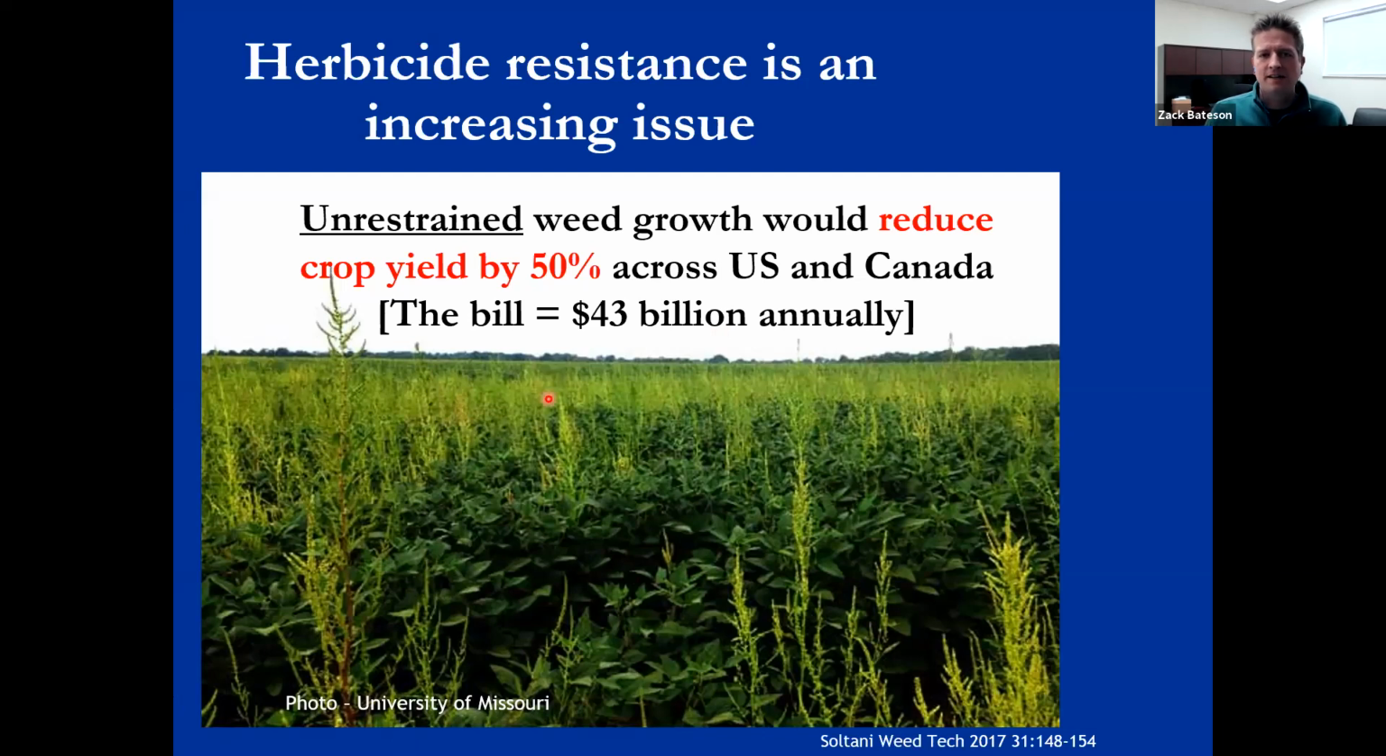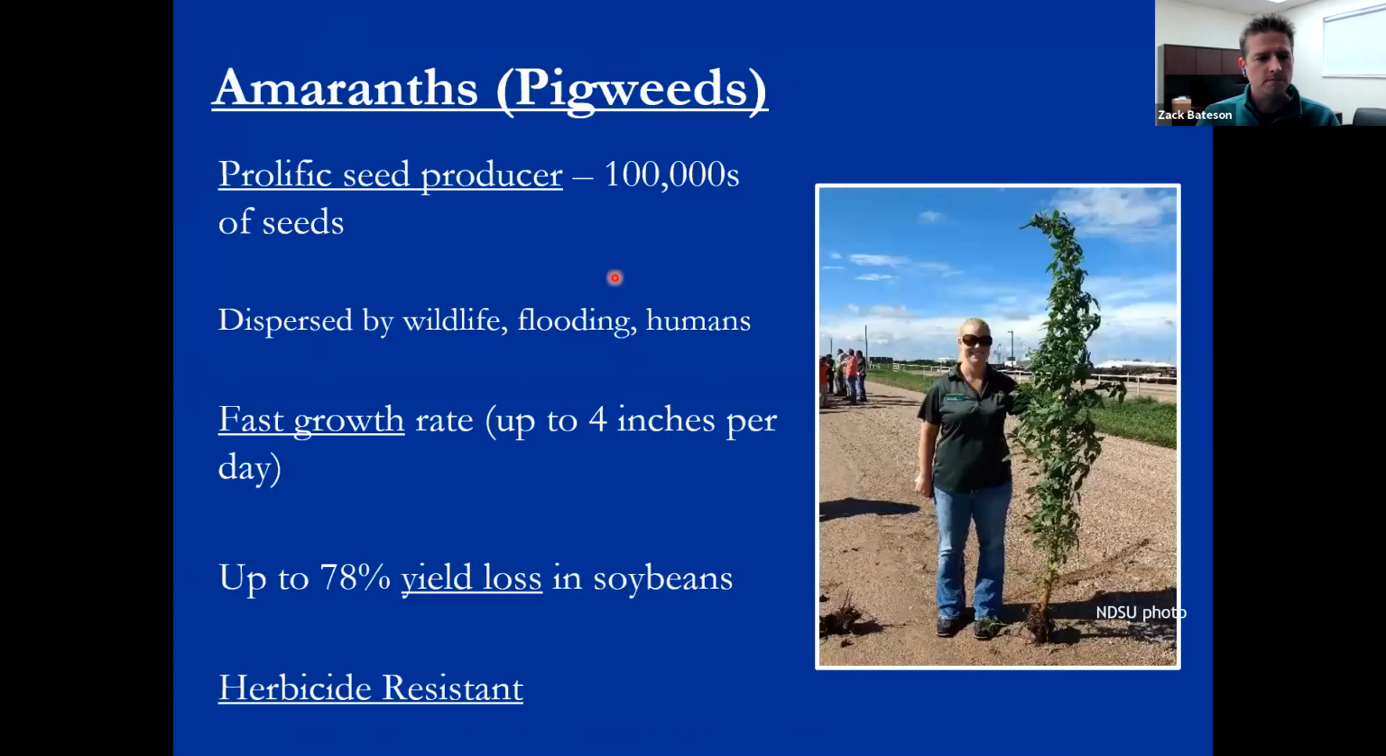Weeds, a simple definition, is a plant that is growing where you don't want it to. And so this picture is illustrating how it can be a big problem in row agriculture. Unrestrained weed growth has been estimated to reduce crop yield by 50%. So weed interference is a big issue, and it's a big problem that needs more work performed on. We focus on a certain group of weeds called amaranths or pigweed species. They're prolific seed breeders. They'll cast out hundreds of thousands of seeds. So a single individual can cast out a lot of progeny.